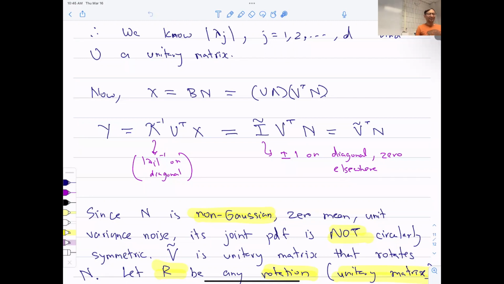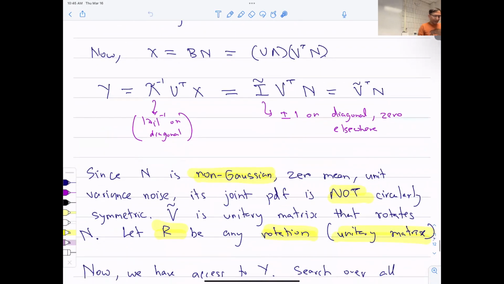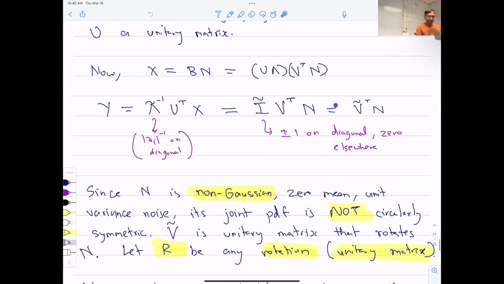Suppose now I have a CI tester. N is not Gaussian. It is zero mean and unit variance, so its joint PDF is not circularly symmetric. If I now let R be any rotation, let me hit Y with a rotation matrix. Let Z be RY. Search over all rotations. For each rotation, this is a super expensive step. That's why there needs to be a whole bunch of other things. I'm just giving you the principle. How you actually implement it may be a different game.